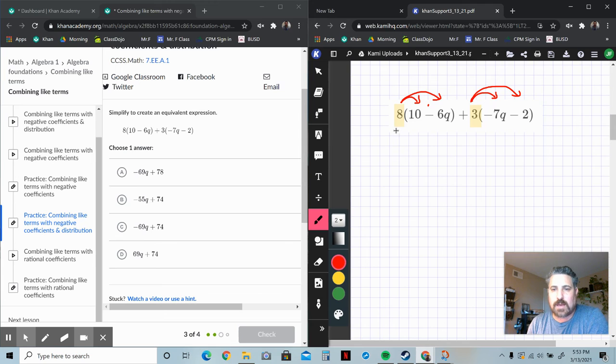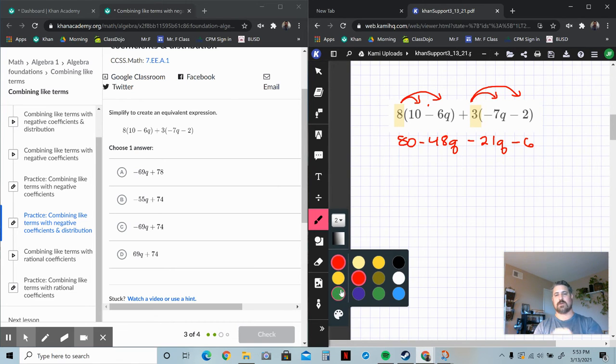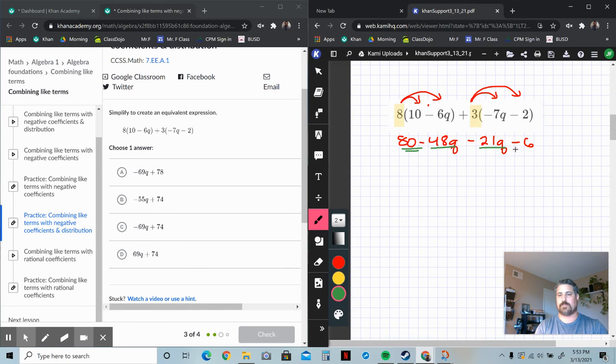When you do that, you get 8 times 10, which is 80. And 8 times -6q, which is -48q. You get 3 times negative 7q, which is going to be take away 21q. And you get 3 times negative 2, which is going to be negative 6. Once you have that, you can combine like terms. So you can put together all your q's and all your constants. This is negative 48q plus negative 21q. That's going to be negative 69q.